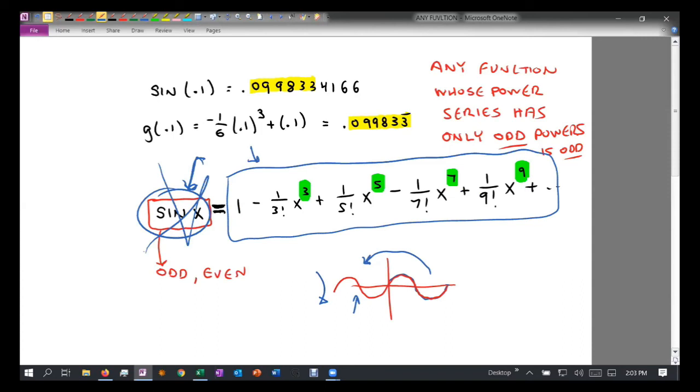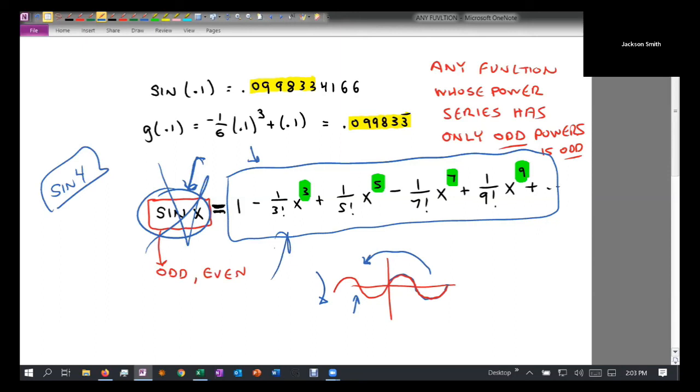Now, why would we want to have a power series? What's the value of having a power series over just the original function, like sine of 4? Why not just use the calculator and not even worry about the power series? Well, computers. Computers can do this arithmetic easily. You can have a computer plug a number into this for x.